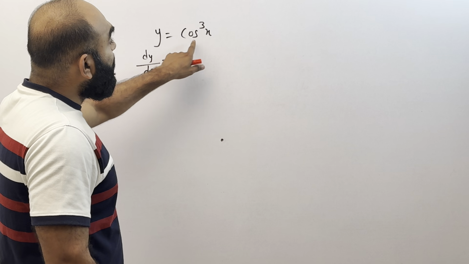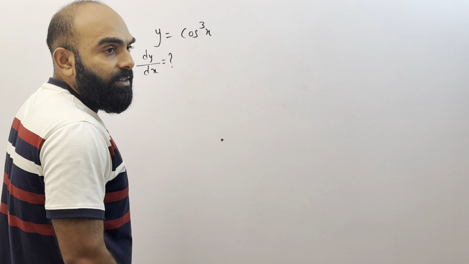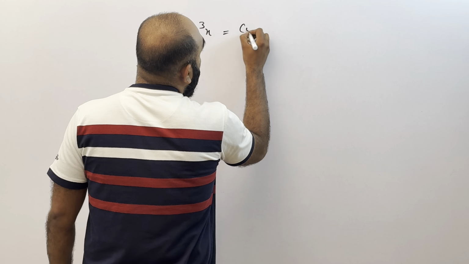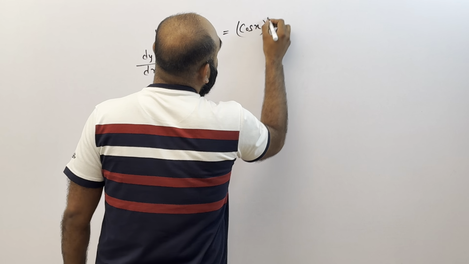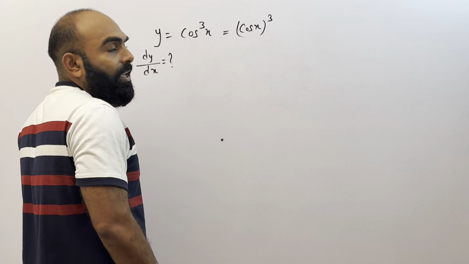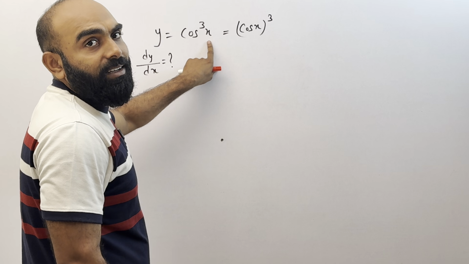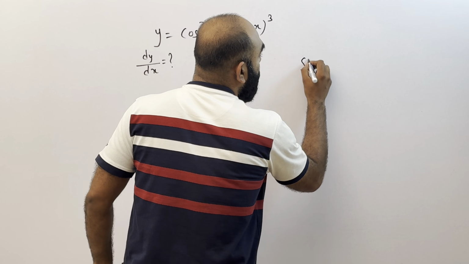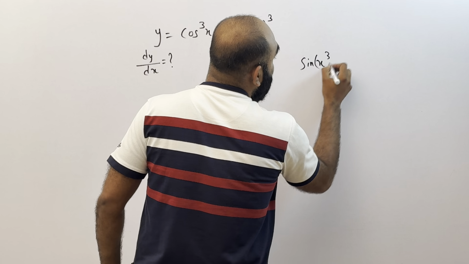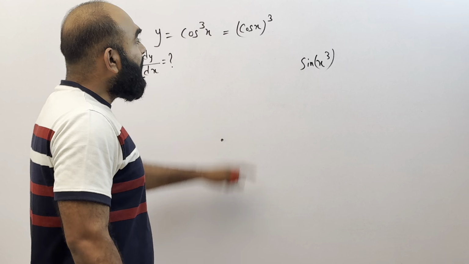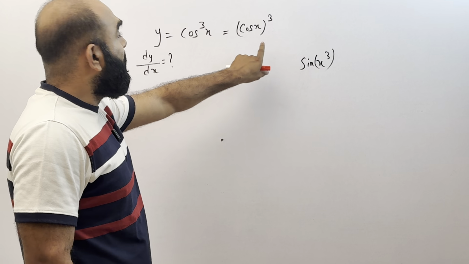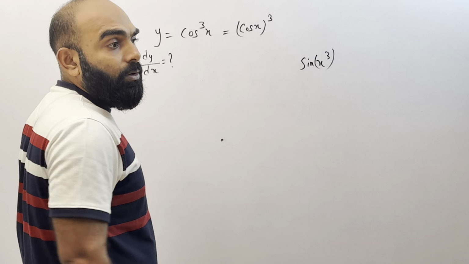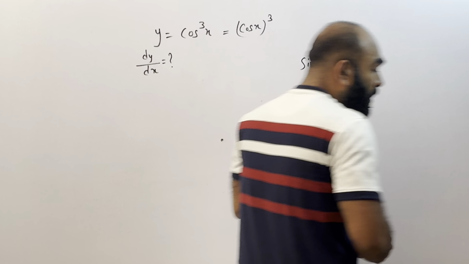I told you whenever this type of function is written, what you have to do? First you write this function as cos x whole cube. Here theta is x only. In the previous question, when I wrote sine of x cube, theta was x cube. But here theta is x only. The power is on the whole: cos x whole cube.